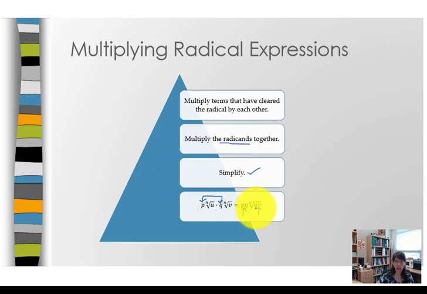With the product rule, we started with factors under the radical and broke them apart. Now we're starting with terms that are broken apart and putting them back together. We can only do this, though, if the index is the same for the individual radical terms. Let's see how this all works.